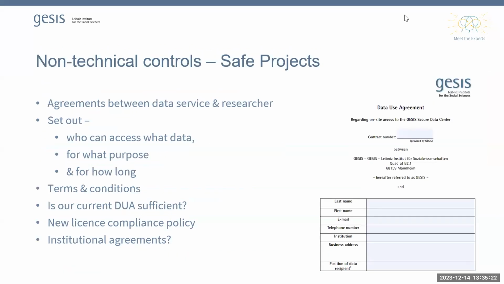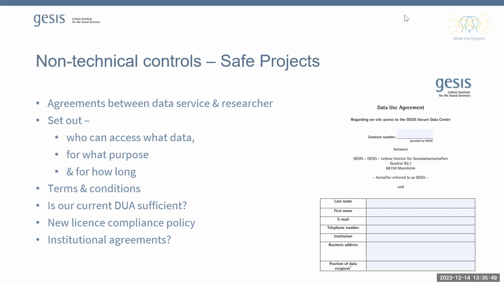So the first area where we're looking at non-technical controls is around the projects. Now, regardless of what service you apply for data through, you will have to complete some form of agreement. And this is really a legal contract that exists between you and the data service providing access. They vary wildly, to be honest, but they all have common factors.